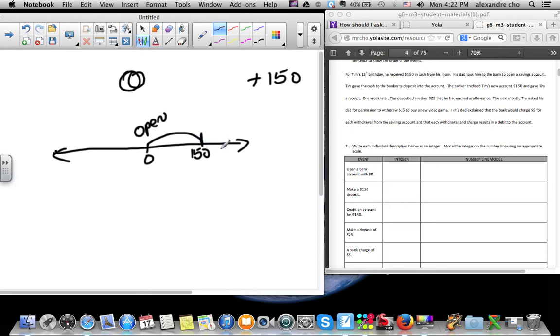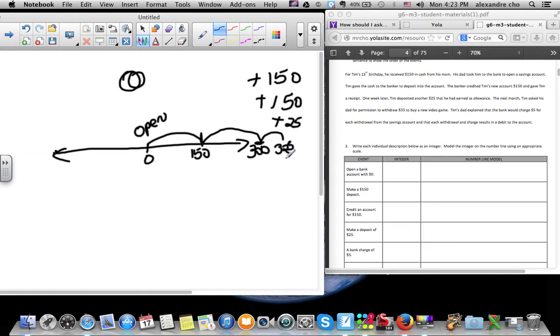Credit an account for 150. So credit, okay, means that somebody gave you another 150. So for 150, you gained another 150, so you're now at 300. So that's again plus 150. Okay, and then from 300, which is how much money you have, you're making another deposit for $25. So from 300, you're depositing 25, and your account just grew again to 325. So that's described as positive 25.